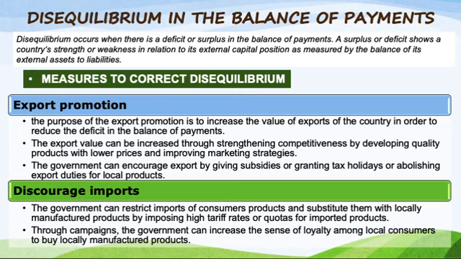Okay, disequilibrium occurs when there is a deficit or surplus in the balance of payment. A surplus or deficit shows a country's strength or weakness in relation to its external capital position as measured by balance of its external asset to liabilities. Okay, kalau surplus atau deficit tengok pada strength dan weakness of the country.